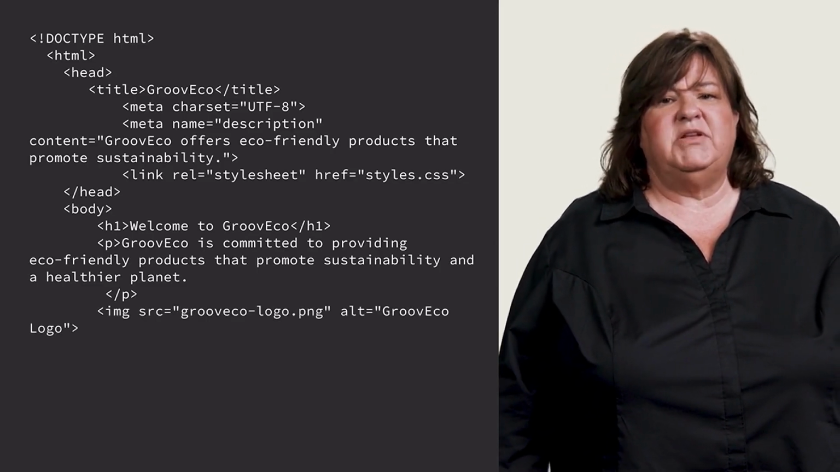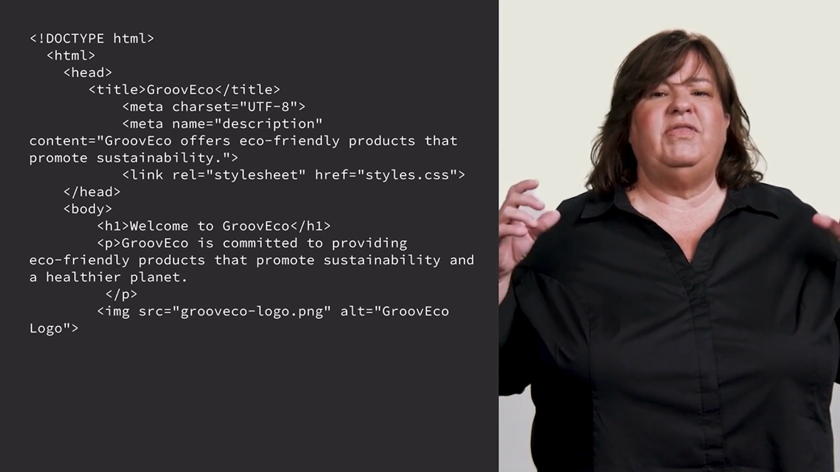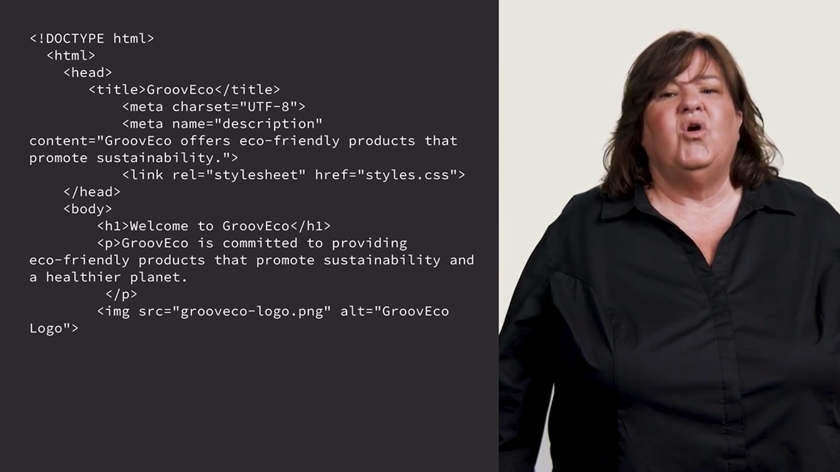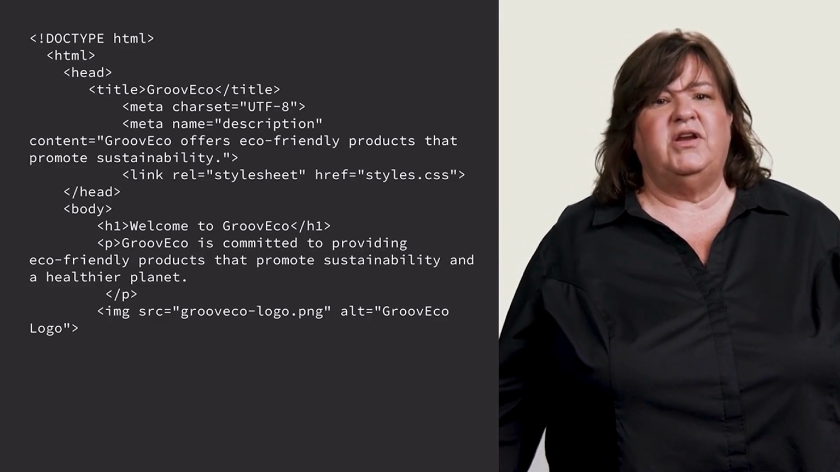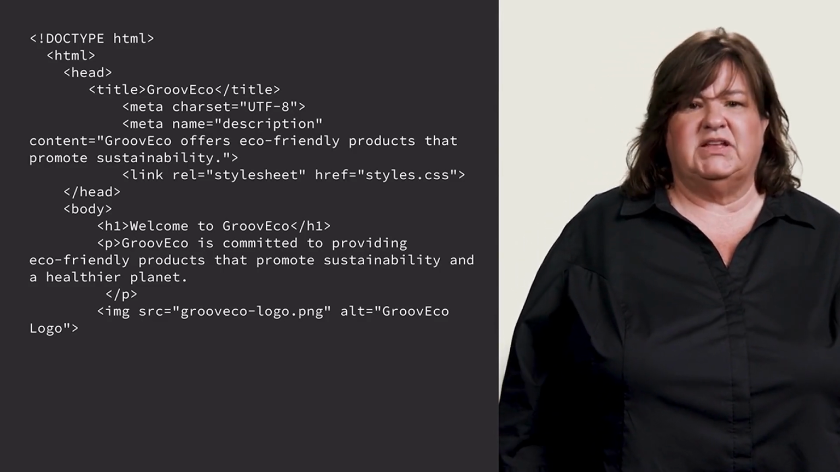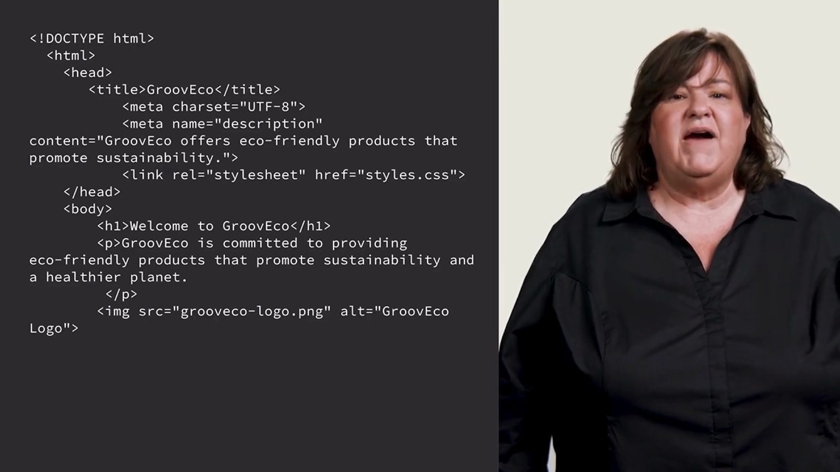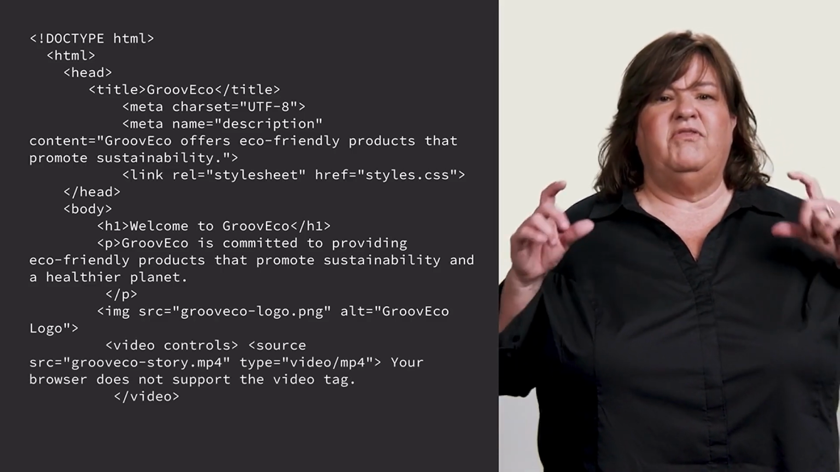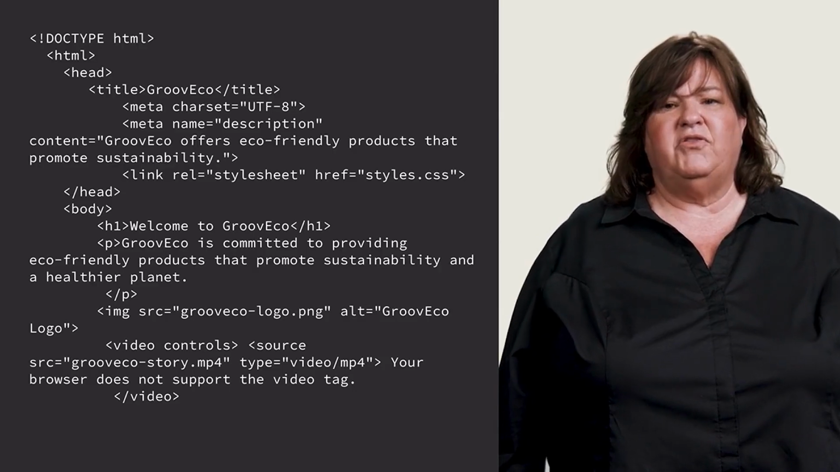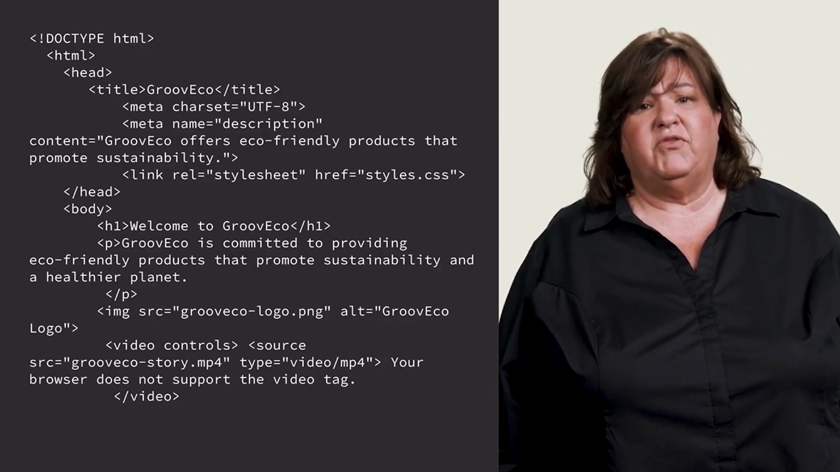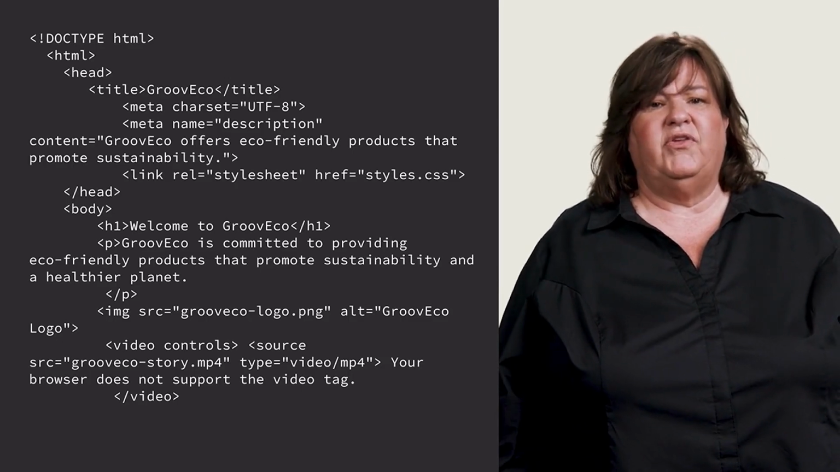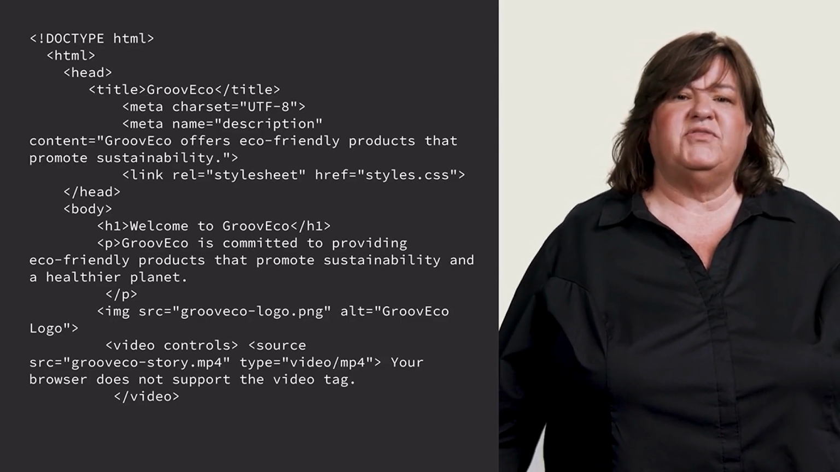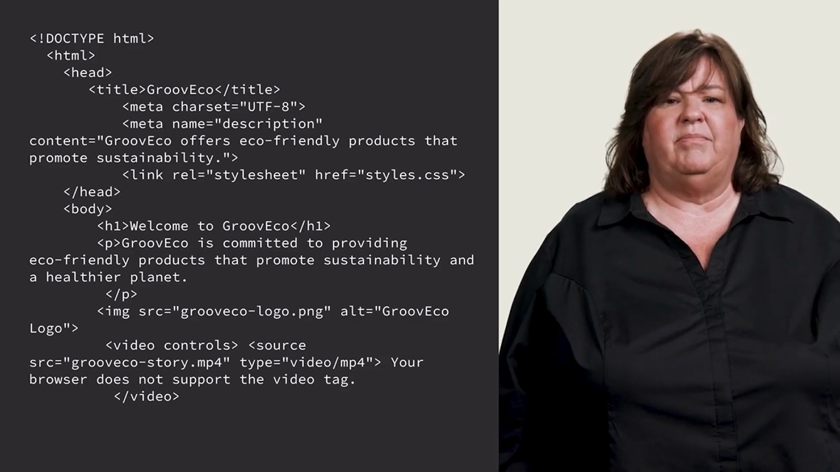Now, we'll add an image of the GroovyCo logo using the IMG tag. We also include the alt attribute, which provides alternative text in case the image doesn't load. Finally, we add a video using the video tag, which will allow users to learn more about GroovyCo's mission. The controls attribute provides playback controls, and we add a fallback message for browsers that don't support the video element.